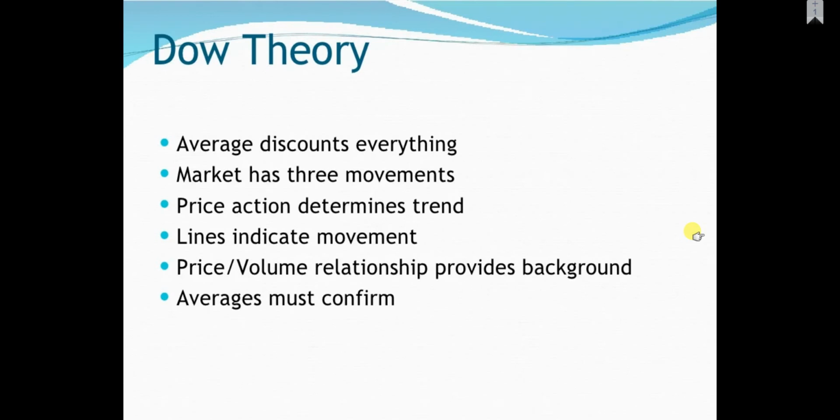Dow theory. Under the Dow theory, the average discounts everything. The market has three movements, meaning three trends. First is an uptrend, second is a downtrend, third is a sideways trend. Price action determines trend. Price action is usually used in the Dow theory in the live market.